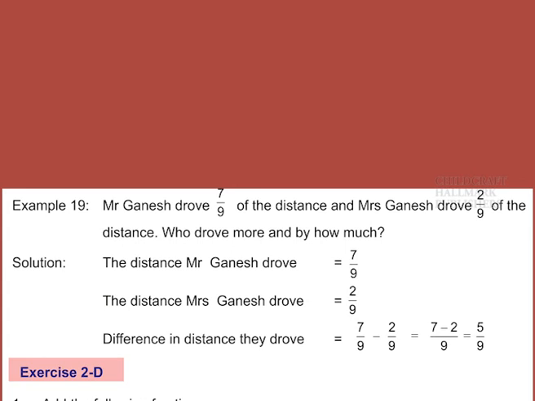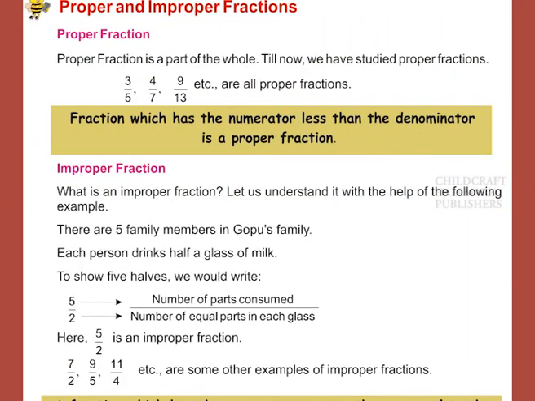Solution. The distance Mr. Ganesh drove is 7/9. The distance Mrs. Ganesh drove is 2/9. The difference in distance they drove is 7/9 - 2/9 = (7-2)/9 = 5/9. Proper and improper fractions. Proper fraction. A proper fraction is a part of the whole. Till now, we have studied proper fractions. 3/5, 4/7, 9/13, etc. are all proper fractions. A fraction which has the numerator less than the denominator is a proper fraction.